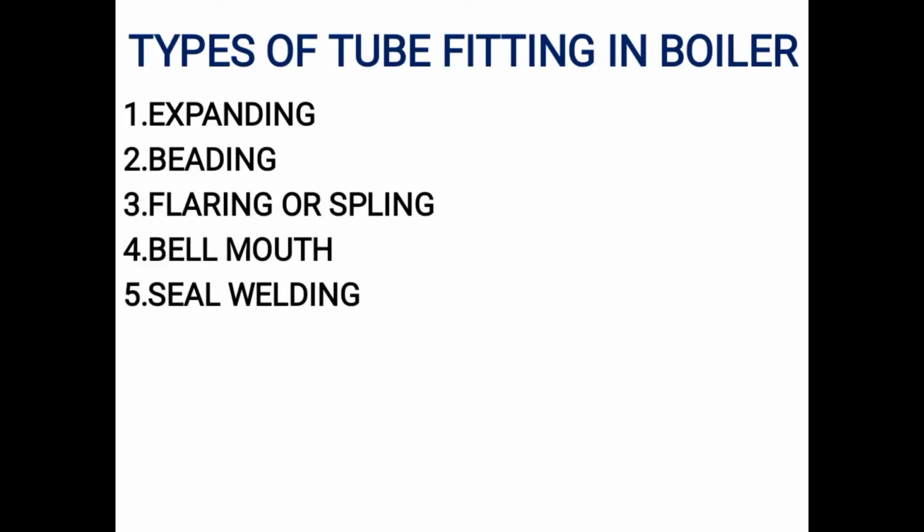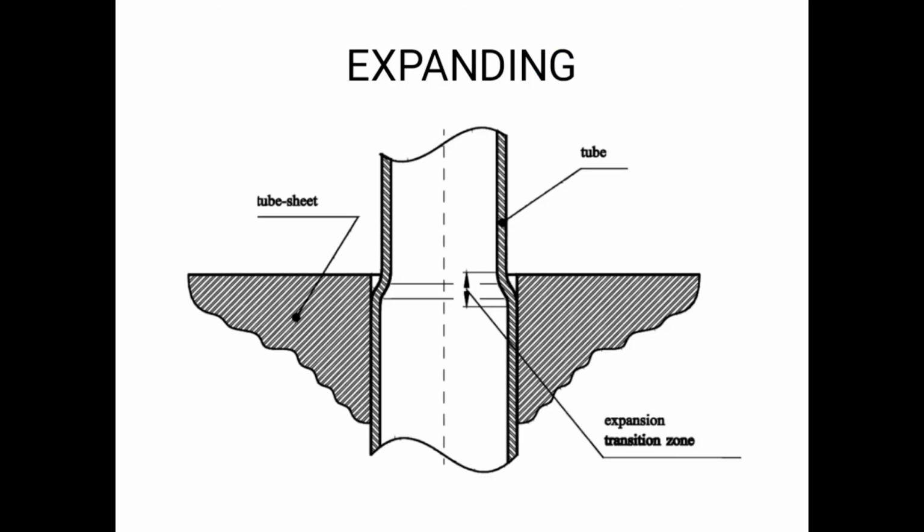You're watching my channel, and today we are going to discuss the methods of fitting tube in boiler. Today we discuss how many methods there are by which the tubes are fitted in boiler. First of all, you see on the slide that there are a total of five methods: expanding, beading, flaring, bell mouth, and seal welding. So see first of all what is expanding.